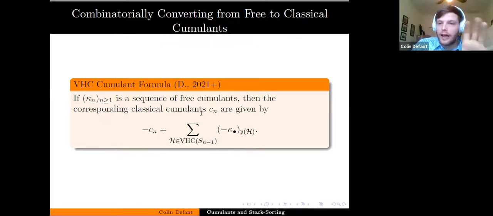So I want to count these valid hook configurations. And I can do that by setting my free cumulants to all be -1, right? So the power here is that I have the freedom to choose my free cumulants to be anything I want them to be. So I'm just going to set them all equal to -1. And if I do that, all of these negative kappas are just going to be 1. So then this is just a product of 1s. So I get a sum of a bunch of 1s. So I'm just counting these valid hook configurations of permutations of size n minus 1.